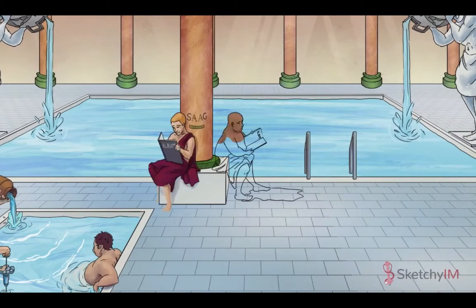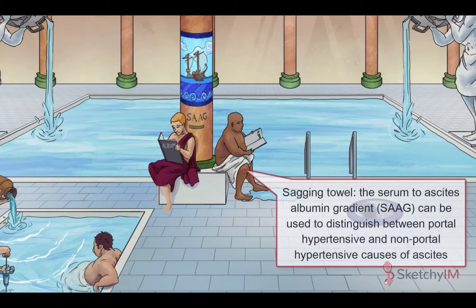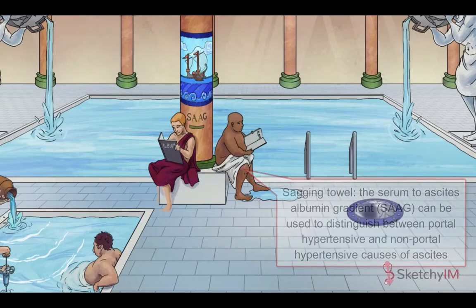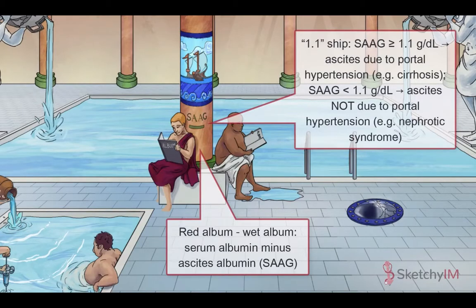Let's get a saggin'. SAG stands for serum to ascites albumin gradient. On the left of the pillar is serum albumin, represented by this bath patron looking at an album in a sanguineous red robe. Lord Varus, over on the right here, represents ascites albumin. Looks pretty acidic to me. The minus sign on the pillar should remind you of the SAG equation. Serum albumin minus ascites albumin. And the double mast ship symbolizes what number we're looking for, 1.1.